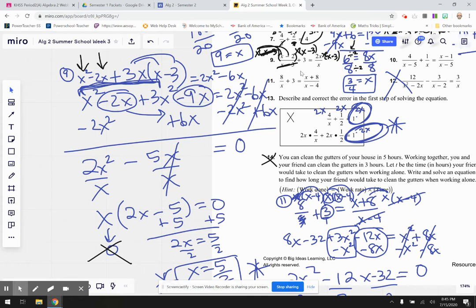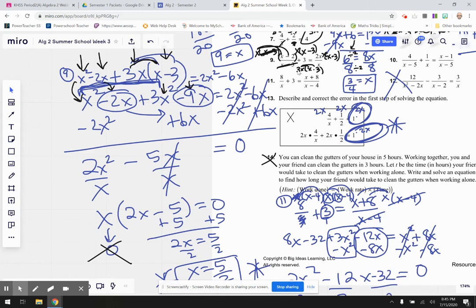Nothing cancels on the next one. So really, you've got a 3 times an x minus 3. And if you distribute those, you're going to end up with, and you can see it right here, 3 times x and then x minus 3. You're going to end up with 3x squared right here, and we're going to get negative 9x. 3 times negative 3 is negative 9. And you can see I brought down the x squared, and I brought down the negative 2x.